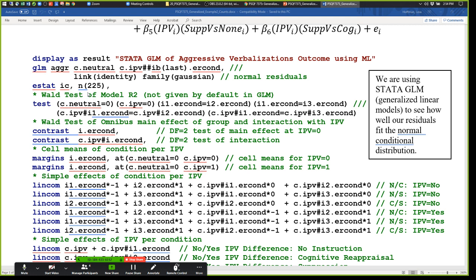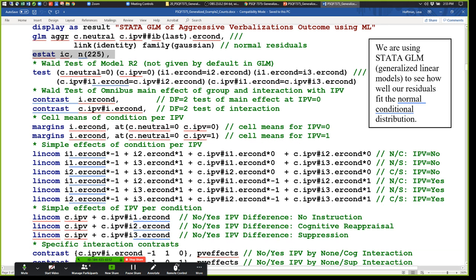There we go. So yeah, GLM is like GLIMMIX in that it does a whole bunch of different flavors of models. You have to tell it the link and the distribution that you want to work with. Rather than distribution, it says family, which, okay. I'm asking for information criteria, AIC and BIC, in the same scale as SAS.